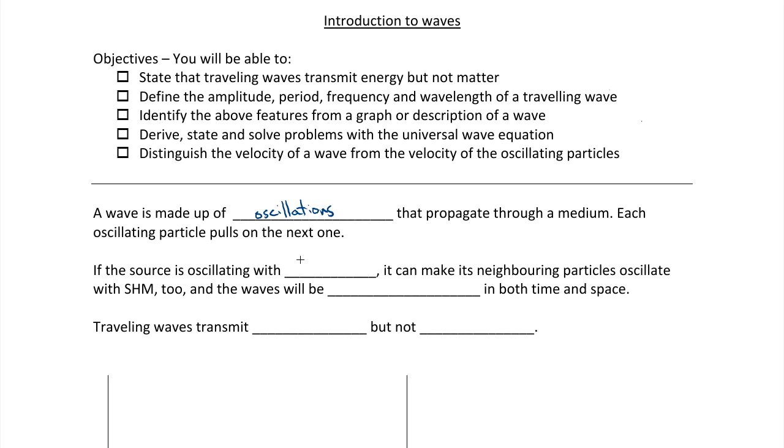Now we saw that if the source was oscillating with simple harmonic motion, like it was in that example, then it makes the neighboring particles oscillate with simple harmonic motion as well, and the wave that we see is going to be sinusoidal. And we saw it sinusoidal in space there, that's what we were looking at, but we could also look at each individual particle's oscillation as it was going up and down, and we would see that it is sinusoidal in time as well, and we'll get to that in more detail in a moment.